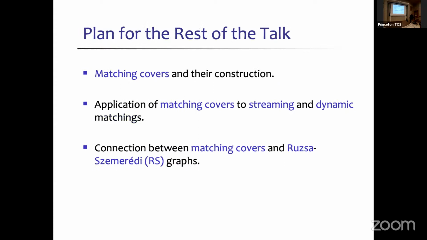Okay, so the plan for the rest of the talk is I'll divide it into 3 parts, and hopefully I'll get to the third part as well. So the first part is going to be to formally introduce this notion of matching covers and show how we construct them. Second will be to show application of these objects to streaming and dynamic matching. And the last part, I want to show you a connection between matching covers and Ruzsa-Szemerédi graphs, and how the sparsity or the density of the best matching covers is in fact related to the question of resolving density of RS graphs.